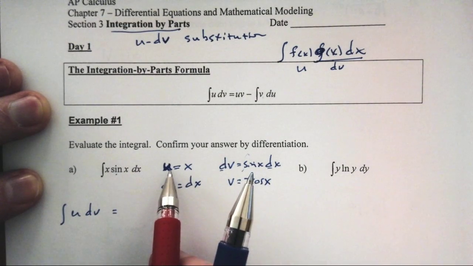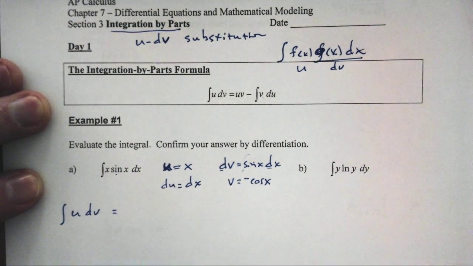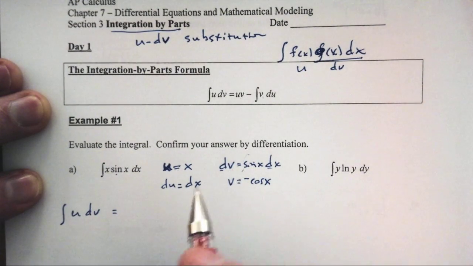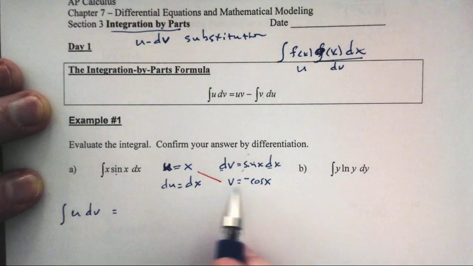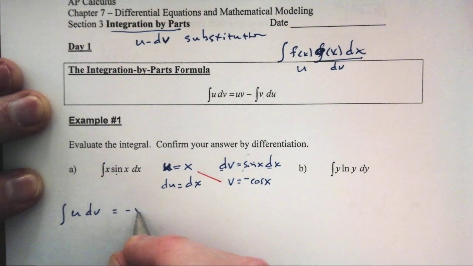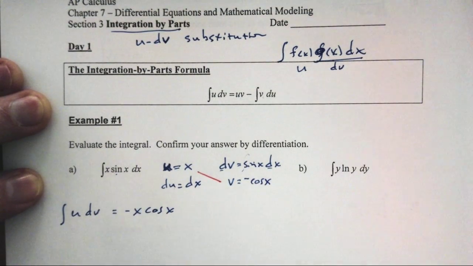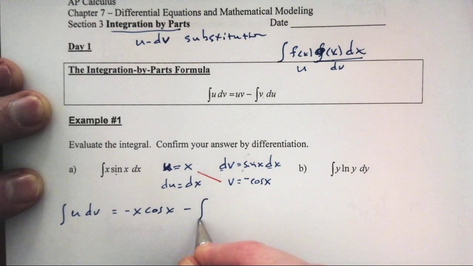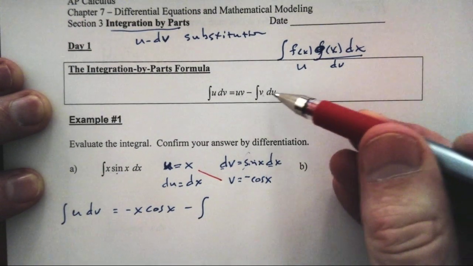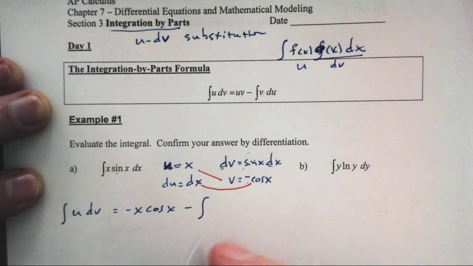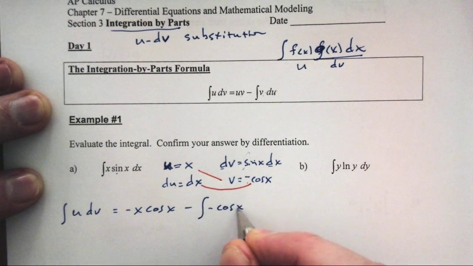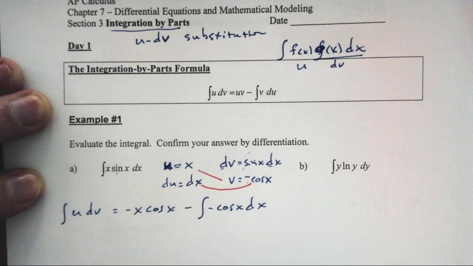Once I have those in place, my integral u dv is equal to, if I set it up this way every time, u here, dv there, du here, v there, it's these two together, so it's x times negative cosine, or negative x cosine of x, minus the integral of, take a look, it's v and du, these two together, so that would be negative cosine of x dx.